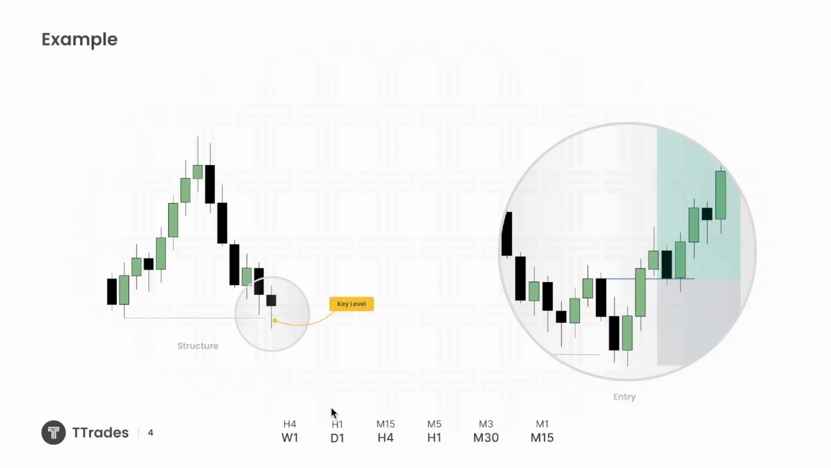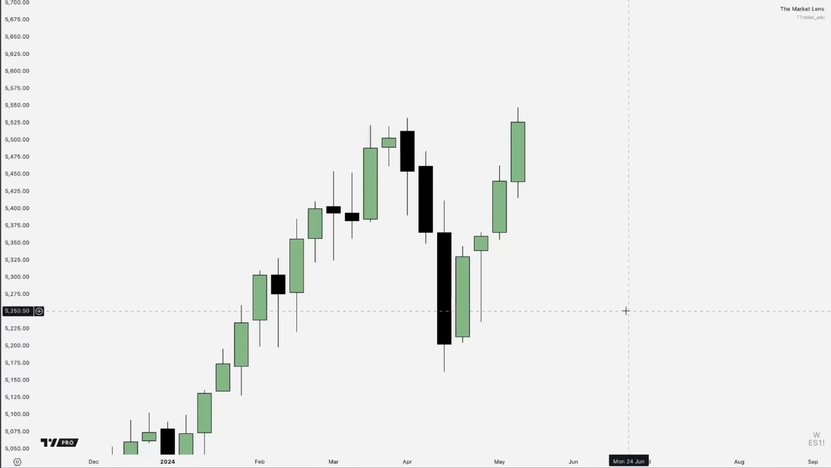So let's hop into TradingView for some examples. Here we are with our first example of timeframe alignment. If you are wondering what timeframe or asset I am on, it will be in the bottom right hand corner here.